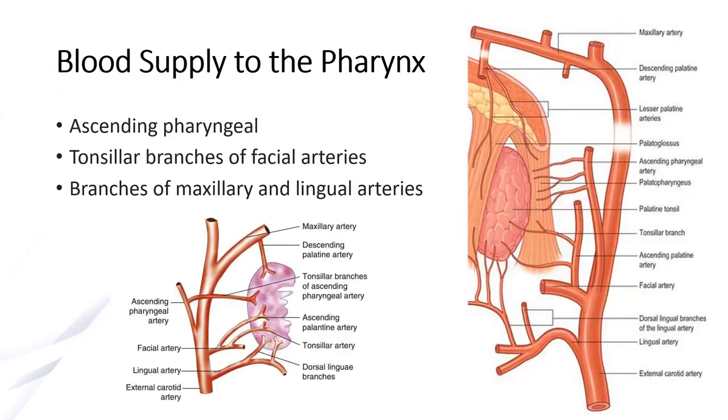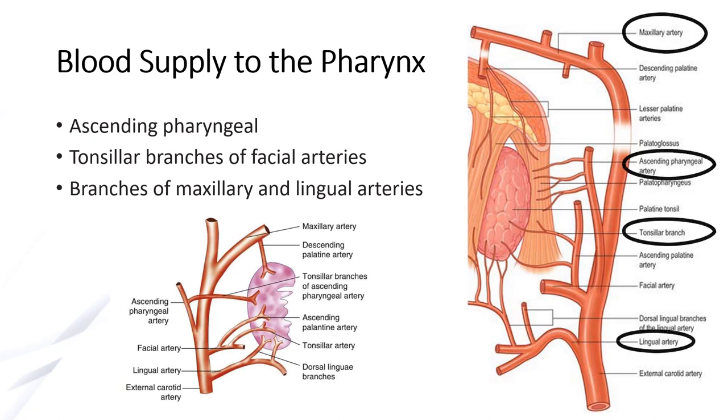The blood supply to the pharynx is very similar to the blood supply of the tonsils. Again, here we have the external carotid artery, and it will give off a couple of branches. For this one, we have the lingual artery, and we also have the tonsillar branch of the facial artery. We have the ascending pharyngeal artery, and we have the branches of the maxillary artery.